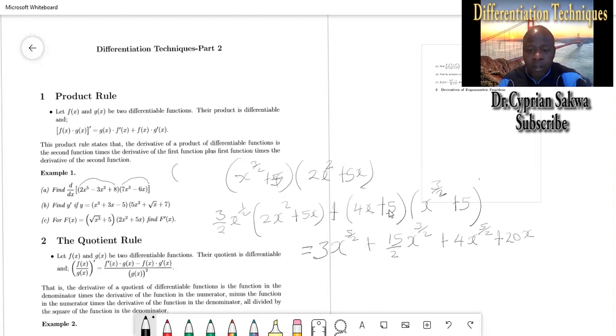20x. Now this one, we have 5x raised to 3 over 2, and this is 25. So let's see whether we have like terms to collect. Yes, we have this, and this will give us 7x raised to 5 over 2.